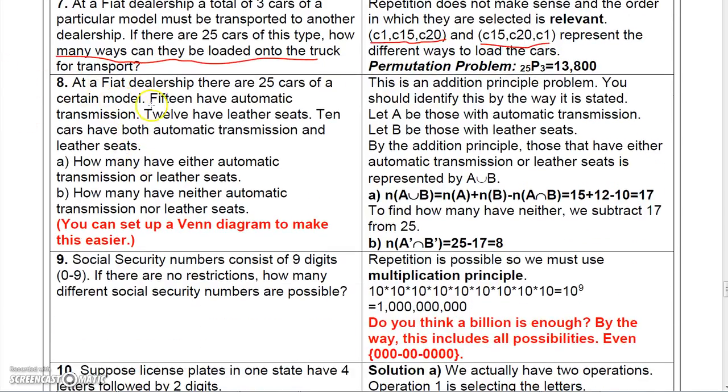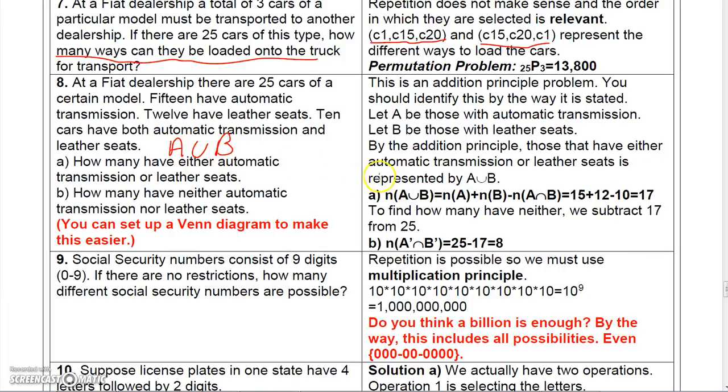Here I said, what if we have 25 cars of a certain model, and let's say 15 have automatic transmission, 12 have leather seats, and 10 cars have both. Now, this might sound like some of the problems we ran into when we were doing those Venn diagrams and the addition principle, because that's exactly what this is. The question says, how many have either automatic transmission or leather seats? Well, that's looking for the union. So if A would be the automatic transmission and B was leather seats, then we're looking for how many's in the union of A and B.